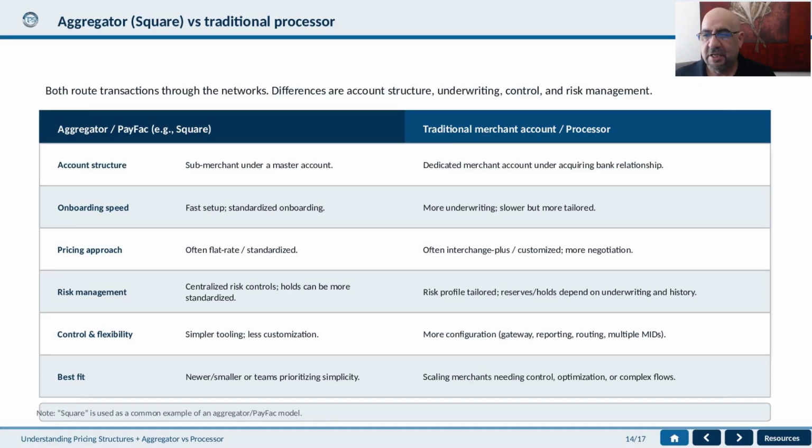So basically, if you're looking to scale your business and build a business, it's good to maybe start here, but if you really want to make it, you need to eventually get off and move into a real processing solution.